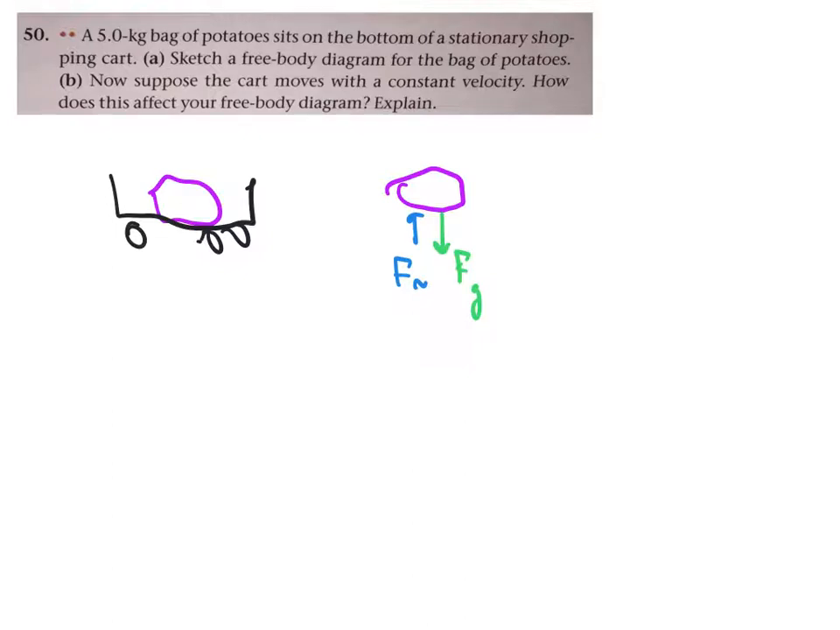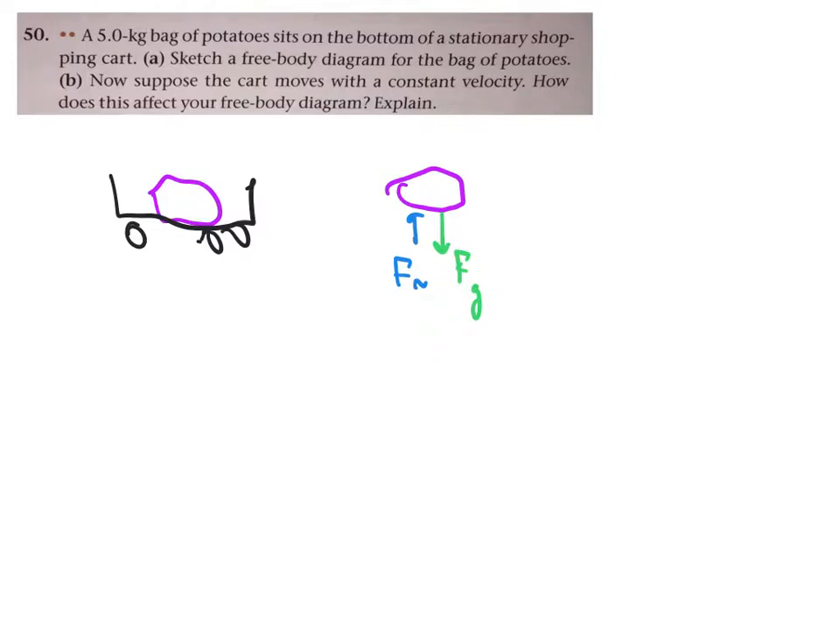And then B says the cart moves with constant velocity. How does that change your free body diagram? The answer is it doesn't change it at all, because there are still no horizontal forces. There's no need to explain the push as it moves forward. It wants to keep moving forward. So it will keep going forward, basically, if something were to give it a constant velocity. You might think, but really it should slow down.